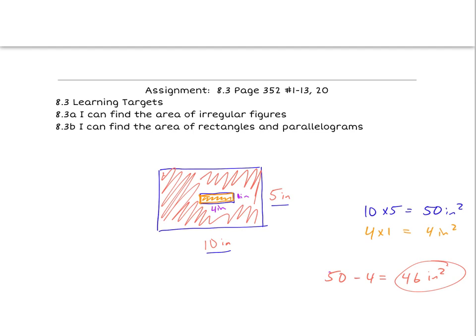So here you go, numbers 1 through 13 and number 20. Number 10 and number 20 are the ones that are like the one I just showed you here.